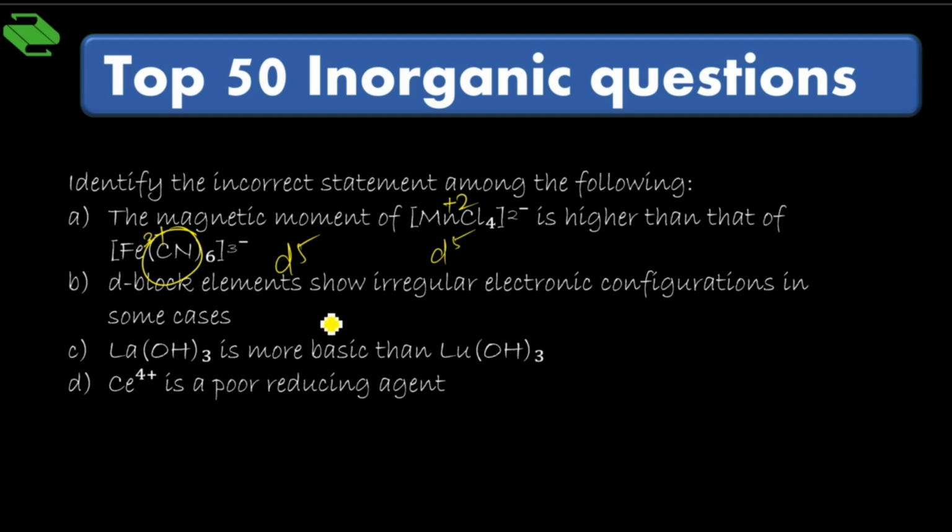And d block elements show irregular electronic configurations in some cases. That is also true. And lanthanum hydroxide is more basic than lutetium hydroxide, which is also a correct statement. And talking about Ce4+, they have mentioned that it's a poor reducing agent. But Ce4+, cerium 4+, is a good oxidizing agent. It's actually a good oxidizing agent because it can itself reduce to the 3+ state and oxidize others. So that is the right answer to this question.